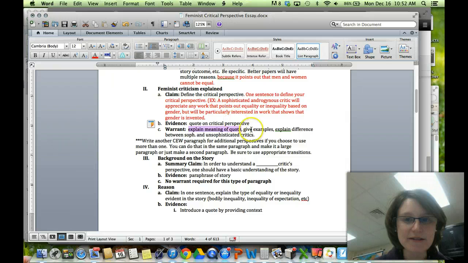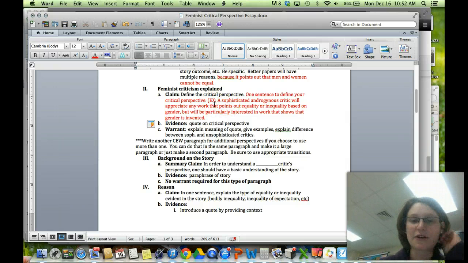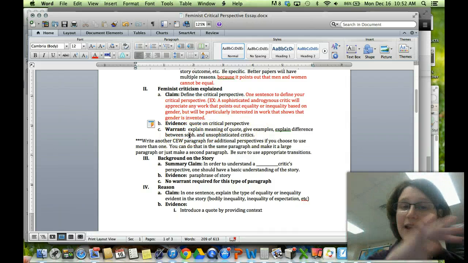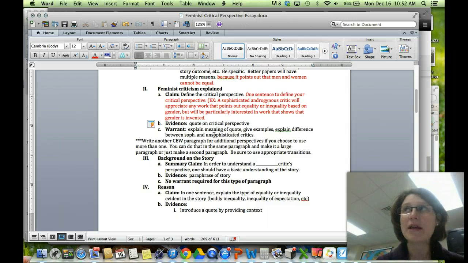So tell us what the quote means. You don't have to give examples, but you could say, for example, when a woman and a man do this, the man's going to have more power, okay? Then explain the difference between a sophisticated and unsophisticated critic. You already alluded to what a sophisticated critic did if you're taking a sophisticated stance in your claim, so you just explain the difference down here. Remember, a sophisticated critic will find anything interesting that deals with gender equality or inequality but will still like their own interpretation or ideas that prove themselves correct more. But an unsophisticated critic is only going to like what proves them correct.